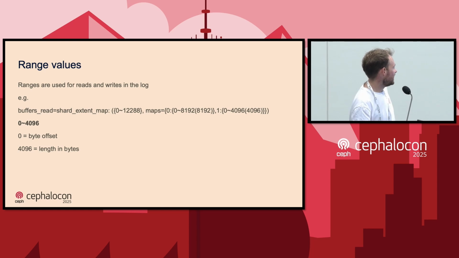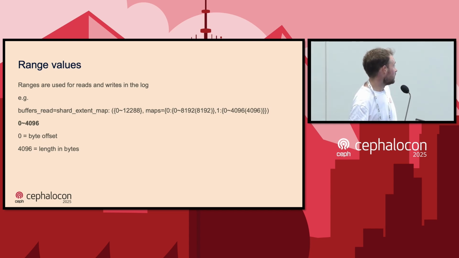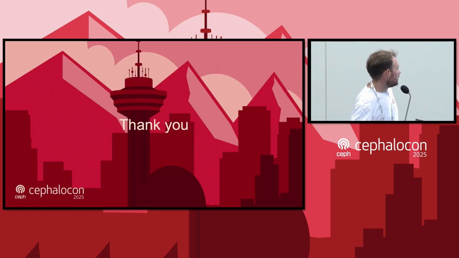You might also see range values, which are used for reads and writes in the log. So for example, with erasure coding, we have a lot of messages printed out like this. And this is basically a number with a tilde and then another number. The first number is the byte offset of the buffer that we're looking at, and the second number is the length in bytes of that buffer. So these are useful when looking at specific issues in the OSD log as well.